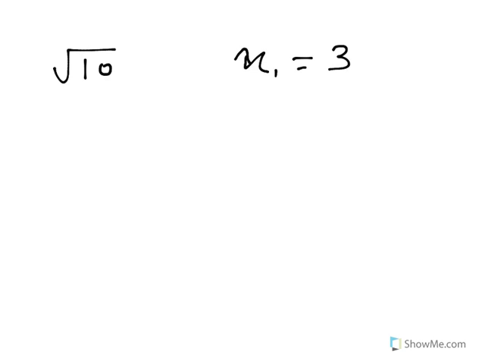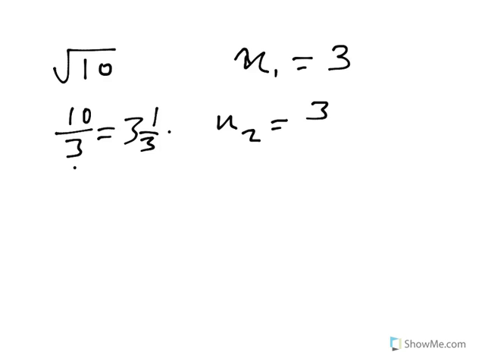Now, to check if it's right, I could do 10 over 3, which is equal to 3 1/3. And since 3 1/3 is not the same thing as 3, that means that 3 was not the square root of 10. 3 was smaller than the square root of 10, and 3 1/3 is bigger than the square root of 10. And our new guess is going to be the average of the guess from before and 10 over that guess.